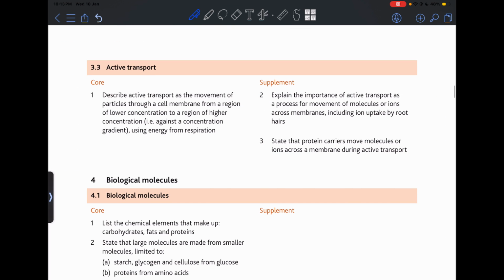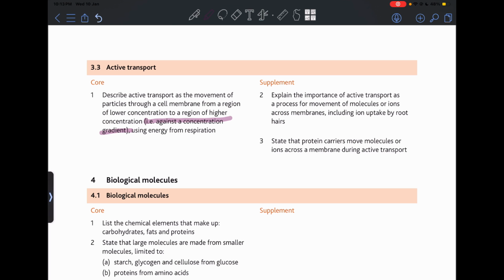Now, for active transport, this is the process that uses respiration to release its energy. So, for the core students, you have to describe active transport as the movement of particles through a cell membrane from a region of lower concentration to a region of higher concentration against a concentration gradient. This is very important. Sometimes in the exams, you can get just 1 mark if you say this. And using energy from respiration, as I just said, this is a process that needs energy and respiration to occur.